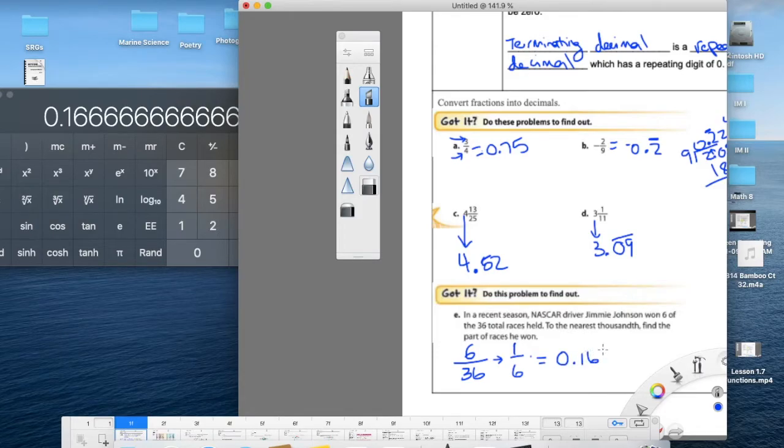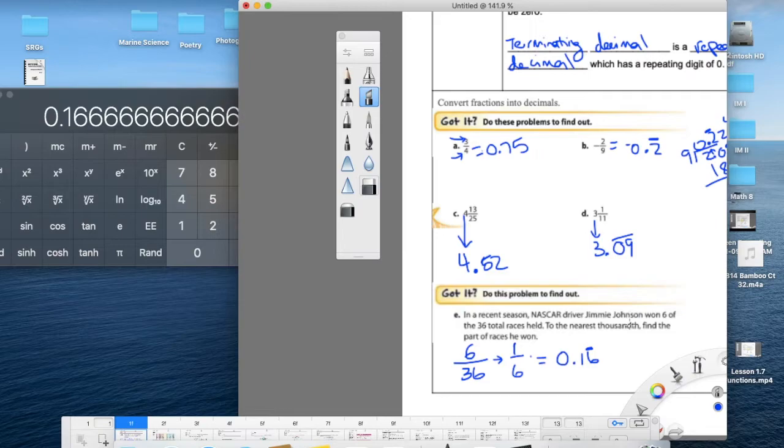I'm not going to put the line over the 1. The 1 does not repeat. Only the 6 repeats. So the line only goes over the 6. So we have to be careful about that when we're completing that step and making sure that we put the line over only what's repeating. And they wanted us to go to the nearest thousandth.